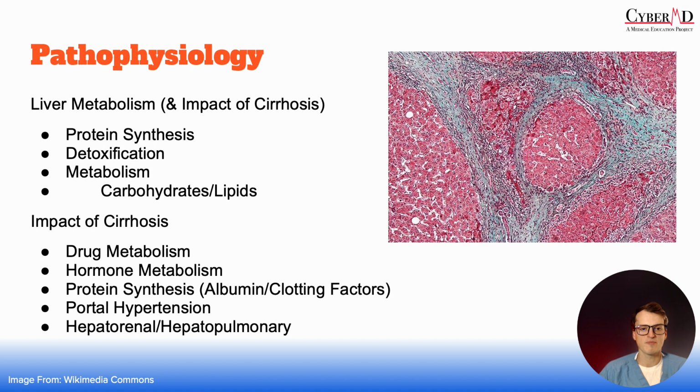So, understanding the impacts of cirrhosis on liver metabolism and other systemic functions helps us appreciate the complexity of the disease, how it can affect other body systems, and how it's going to take a multi-system approach and probably a multidisciplinary approach to really manage this condition very well.